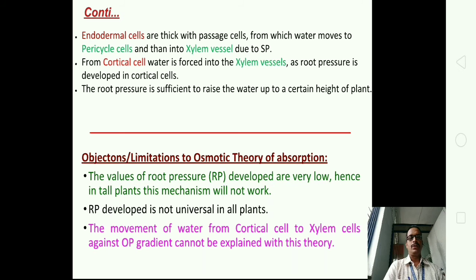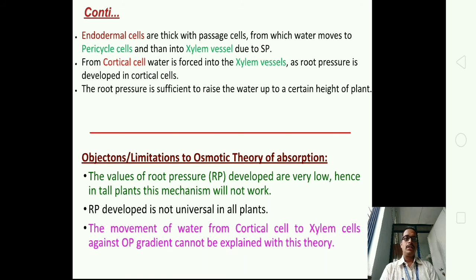So, what is the value of the root pressure? This osmotic pressure theory totally depends on the root pressure. The value of the root pressure developed is up to 1 to 3 atmospheres, or up to 6 atmospheres in some plants. So, this is the theory of osmotic pressure, but there are some objections or limitations to the osmotic theory of absorption.